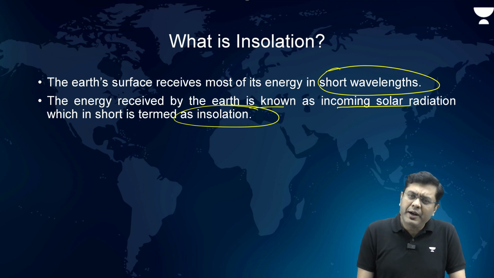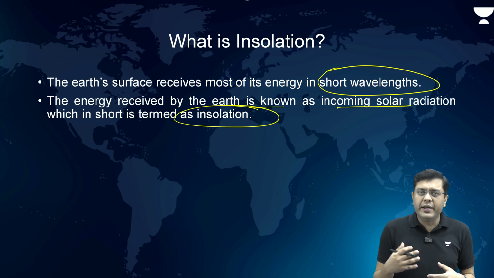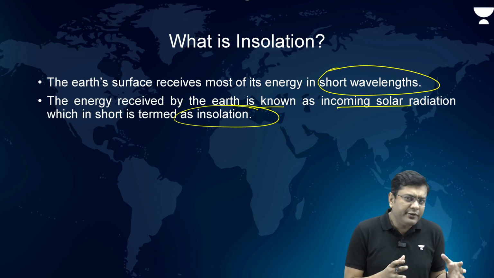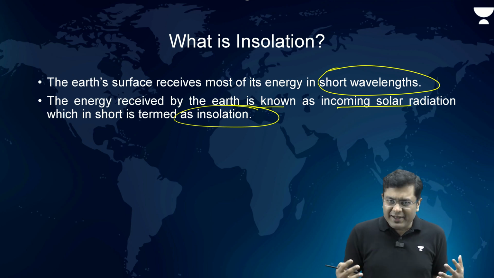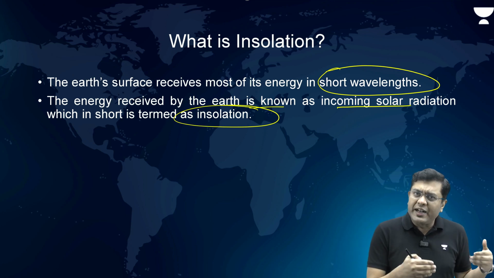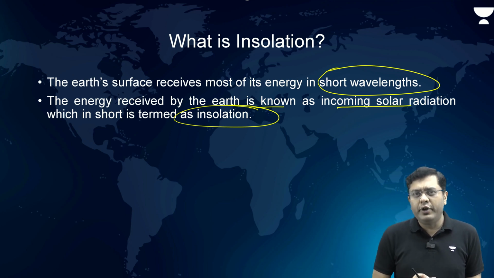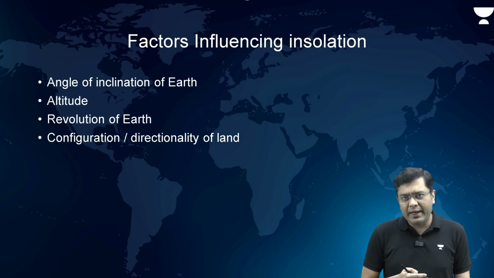Now, do different parts of planet Earth receive the same amount of solar insolation? The answer is no. The amount of solar rays, the amount of solar energy received in different parts, is not always going to be the same. It varies from one region to another. So there are a lot of factors involved which determine the variation in solar insolation from one area to another.